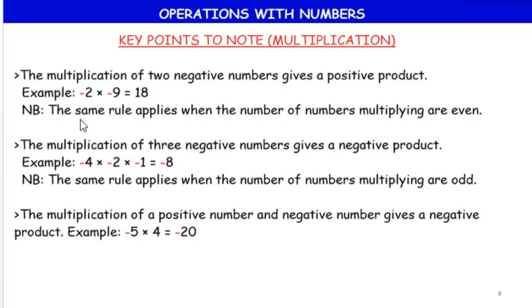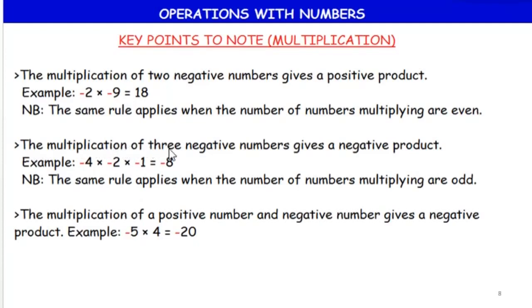Now note that the same rule applies when the number of numbers being multiplied is even. Here we said the multiplication of two negative numbers gives a positive product. Similarly, the multiplication of four negative numbers will give us a positive product. So this rule applies when the number of numbers multiplying is even, just as 2 is even, right? Okay, let's move on.